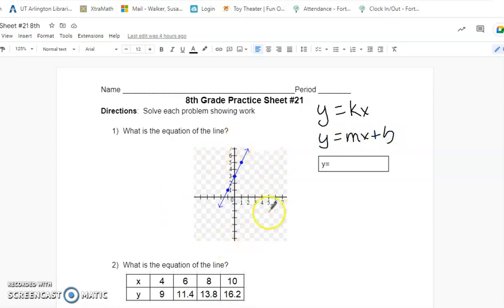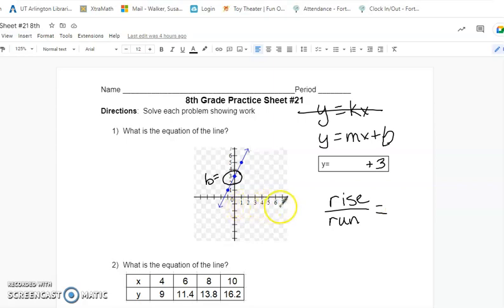So when I look here, hopefully you can tell this is not proportional because it does not go through 0, 0. It goes through 3. That is b, okay? That is the y-intercept. Then I need m, which is the slope, and our slope we get from rise over run. I go point to point, so I can choose any 2 points.